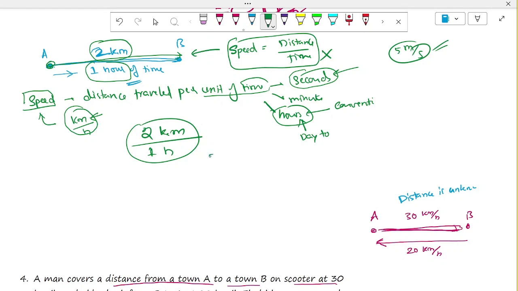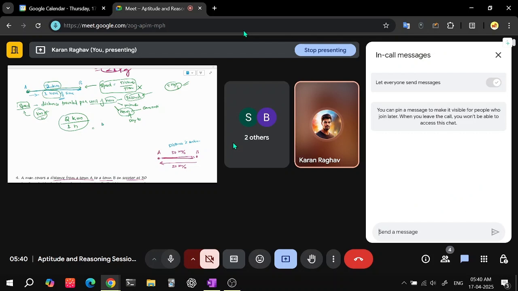So what will be the speed of this particular person? He has traveled 2 kilometers in 1 hour. You can attempt and tell me the answer. What is his speed? If you have not understood, ask me. I'll explain once again, but I think this should be clear. What is the speed? Anyone? What is the answer?